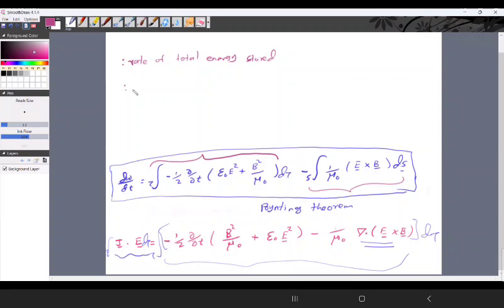This is given as the rate at which the energy is carried out of volume τ across the boundary surface S by the electromagnetic field.